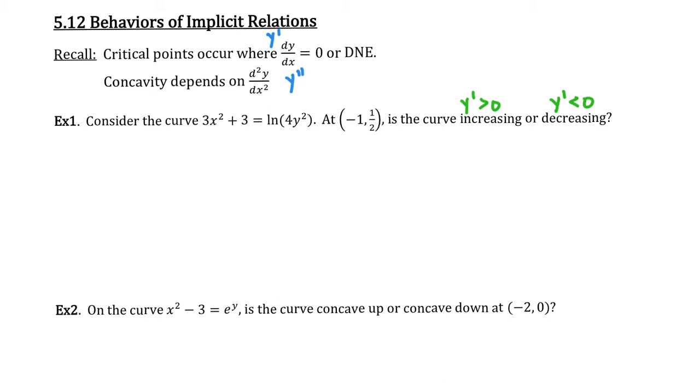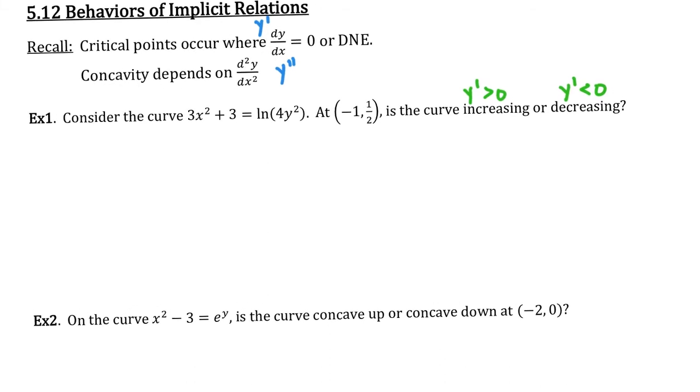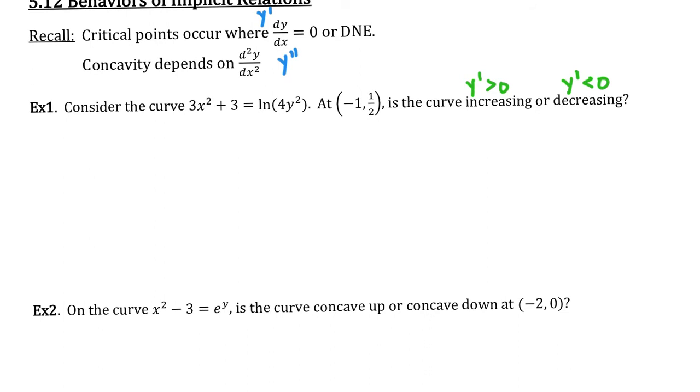So let me go ahead and take the derivative. Since it's implicit, I'm going to do implicit differentiation. So this is x and y, and I'm doing it with respect to x. The derivative of 3x squared is 6x. Since it's with respect to x, I don't have to write anything next to it. The derivative of 3 is 0.